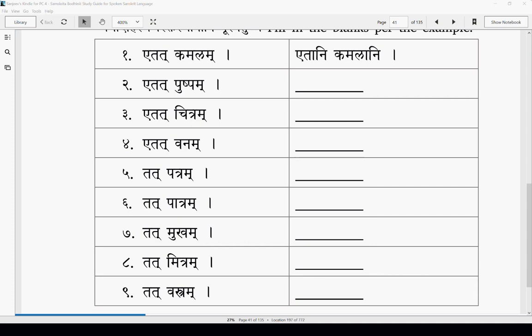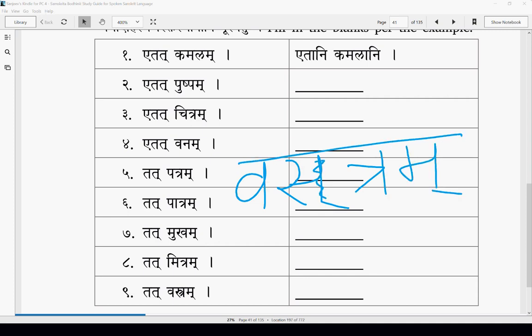And the last one, vastram. It is vas plus tram, written together like that. This vertical line is removed and this part is coming there. So it is vastram. Vastram is cloth. Clothes or cloth, it doesn't matter.